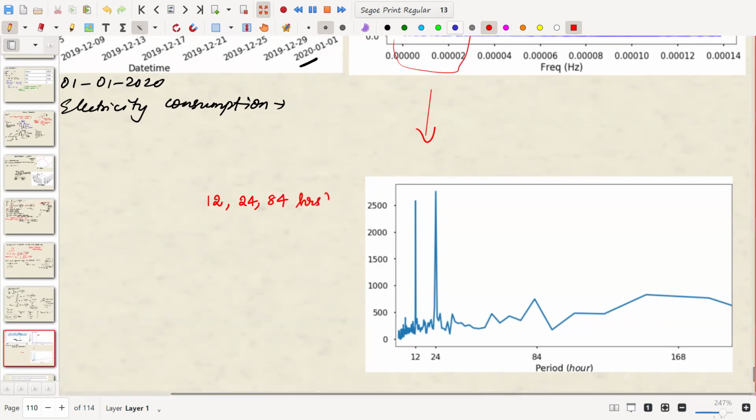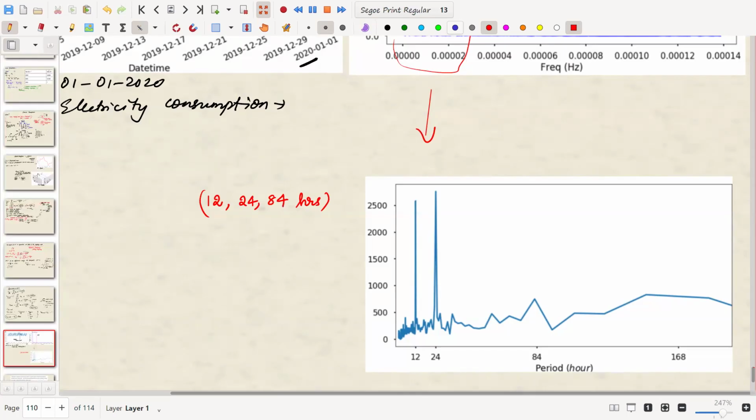Can you think that it is indeed true? The electricity consumption rises. When you see the peak, these are the electricity units on the Y axis. So the electricity units rise up every 12 hours or every 24 hours or 84 hours.